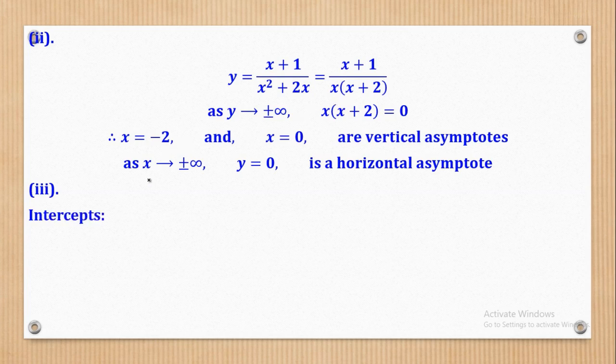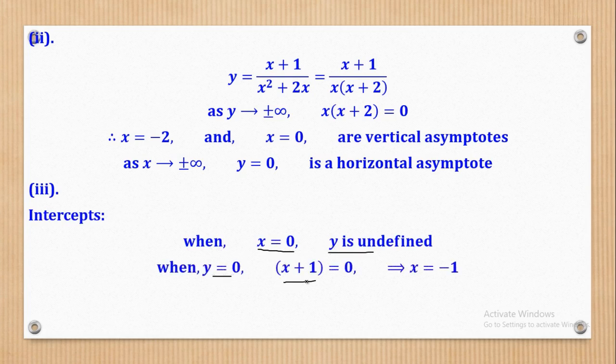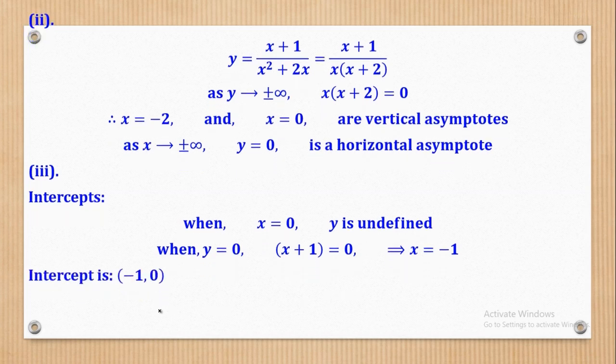The next is to sketch. So to sketch, you need the intercepts. So intercepts, when x is 0, y is undefined. And when y is 0, this is equal to 0, therefore x is equal to negative 1. Therefore, the intercept will be (negative 1, 0).